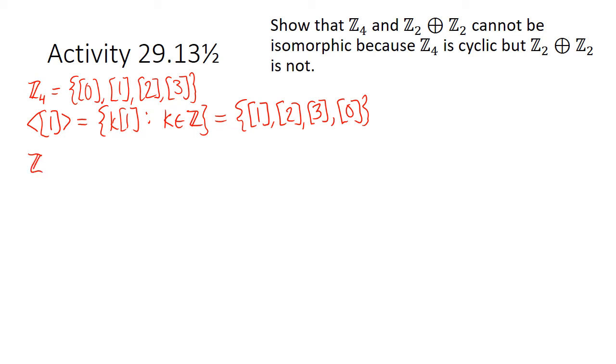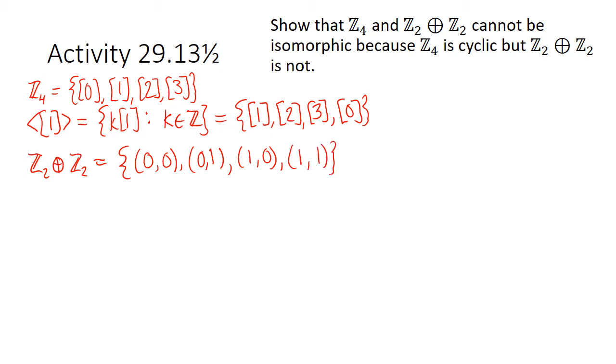Now, on the other hand, the external direct product of Z2 and Z2 consists of the following elements. There are still 4 of them, but they're these ordered pairs where one element comes from the first group and the other element comes from the other group. So it's these 4 elements. And you can see that this is not cyclic if you just try all of them.